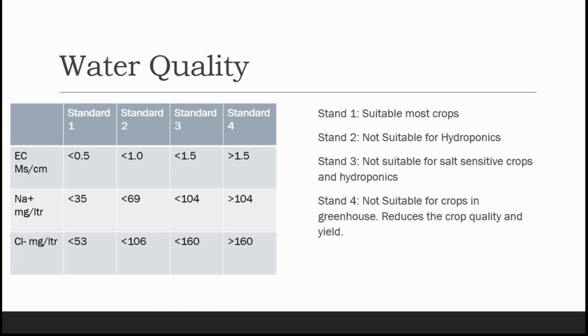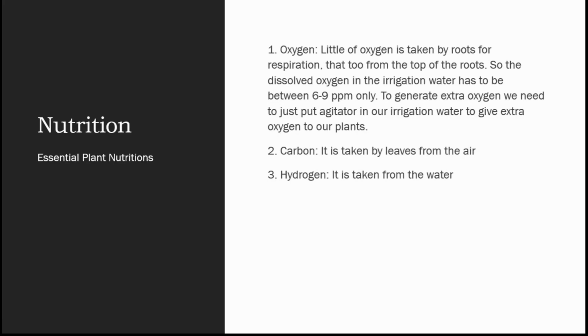So always make sure the water that you're using for your hydroponic system, its EC has to be always below 0.5, sodium level has to be less than 35 milligram per liter, and chlorine level has to be below 53 milligram per liter. Anything that has as low a reading as possible is best for your hydroponics when EC, sodium and chlorine are taken under consideration for your hydroponic system. Let's move ahead. Now, nutritions.